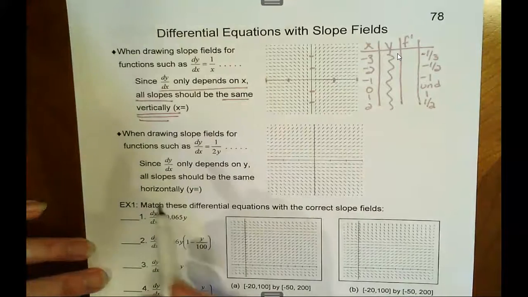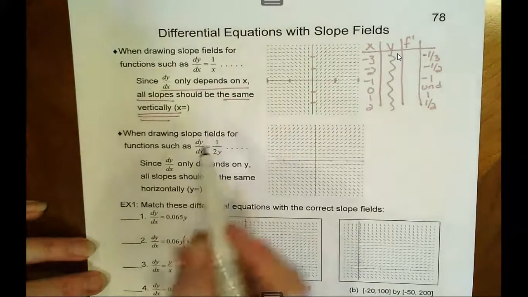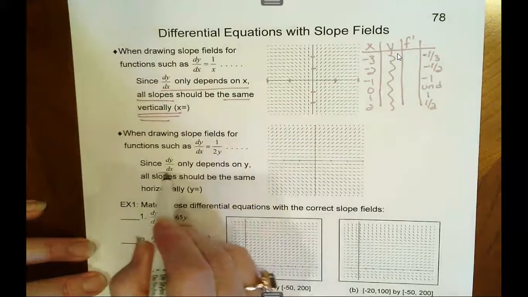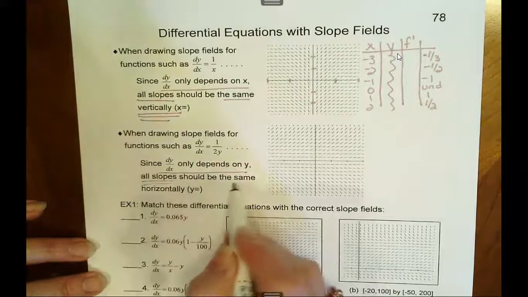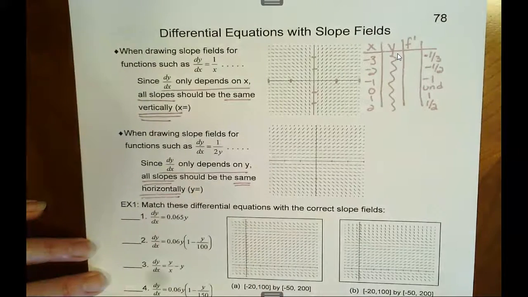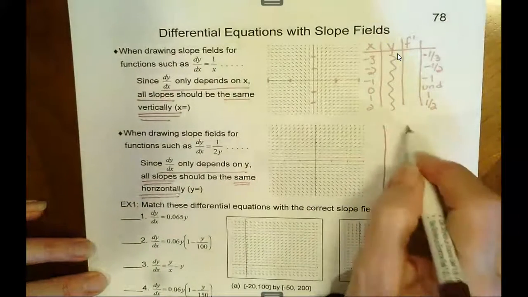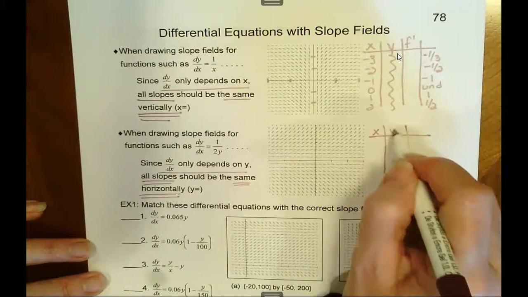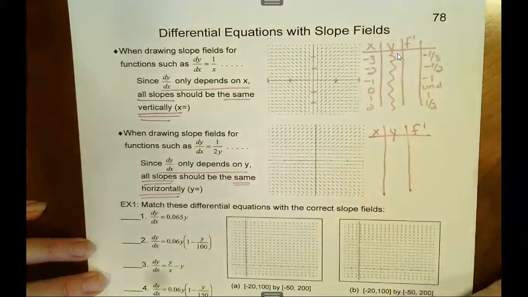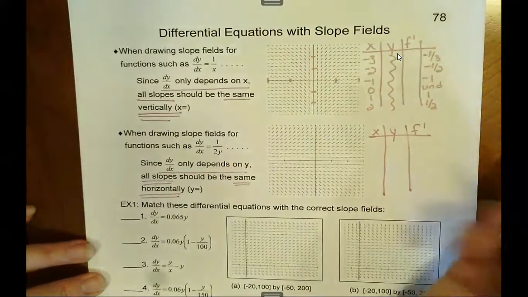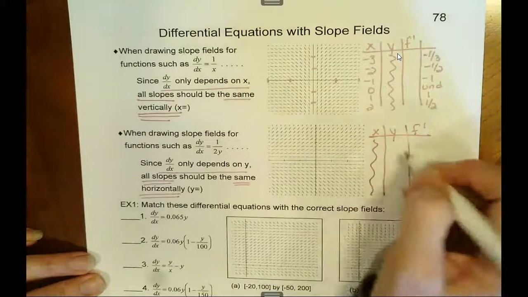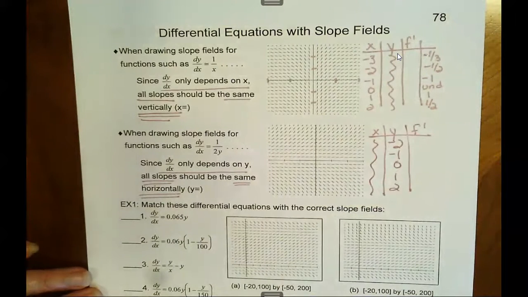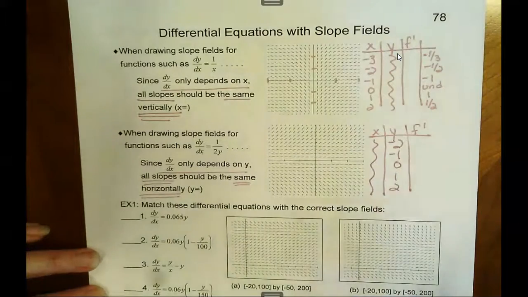All right, and then the same is true. We didn't discuss this one, but it just makes sense that if our derivative only has y values, since the derivative only depends on y, then all the slopes are going to be the same horizontally. And so in this one, if you're trying to pick some values when you get ready to sketch this slope field, it's not going to matter what we choose for x. It'll only matter what we choose for y. And those values are the ones that will determine our derivative, or our slopes.